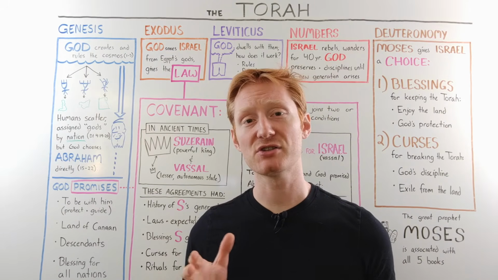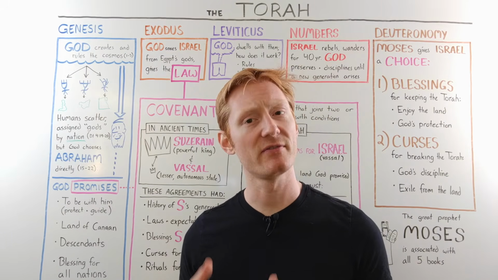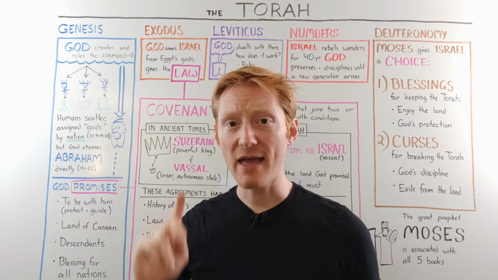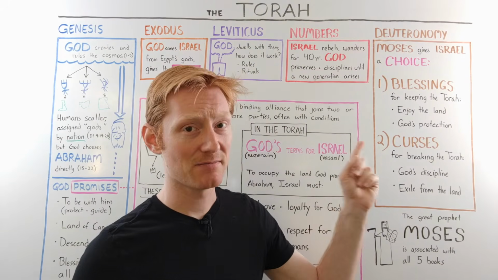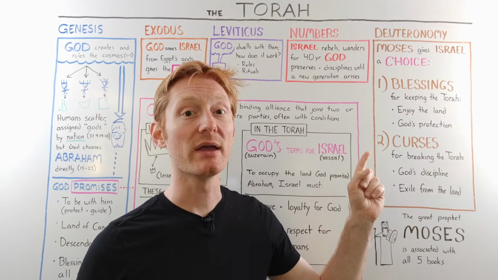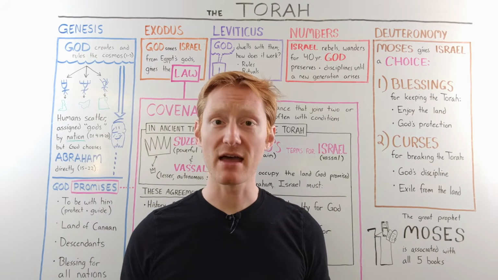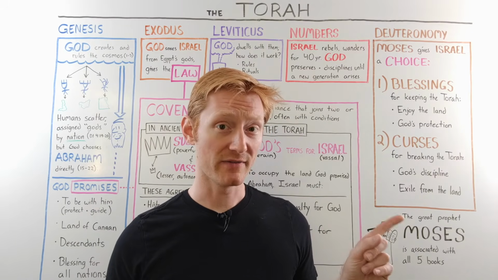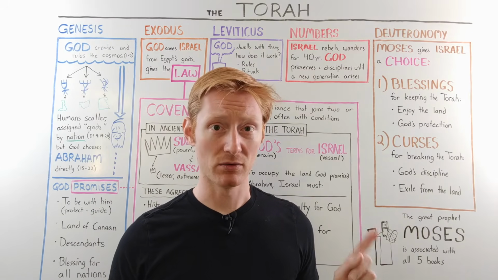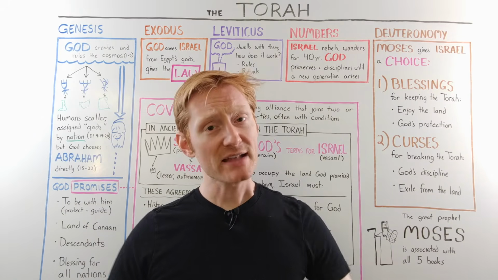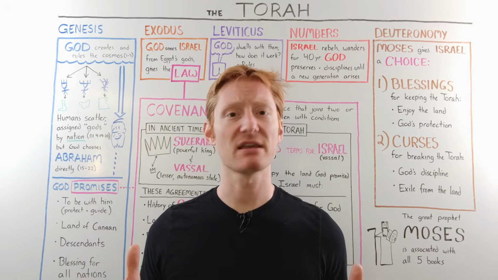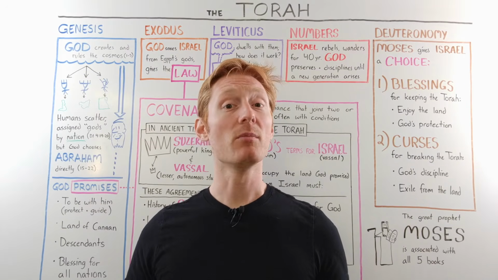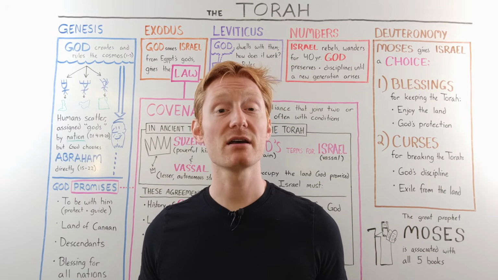So this sets up the tension between God and Israel. God wants to have a good relationship with his special nation, but every generation of Israelites needs to make the call. Are they going to accept that offer, or are they going to try and make this work on their own? And the story of those choices form the rest of the Old Testament. So that's the Torah. That's how it all comes together, and you can see why this is foundational to the rest of the Bible.